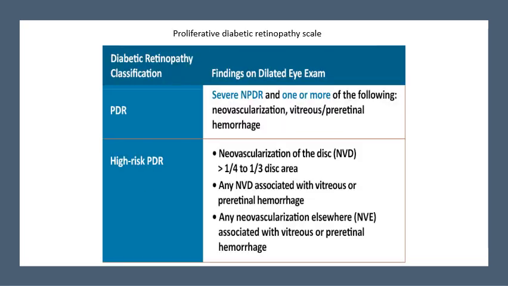Regarding the proliferative diabetic retinopathy, it's subdivided into either a simple PDR, in which there are findings of severe NPDR with 1 or more of the neovascularization of the disc or neovascularization elsewhere, or presence of vitreous or preretinal hemorrhage. And we have the high-risk PDR, in which there is an extensive neovascularization of more than 1/4 to 1/3 of the disc area in case of NVD, or any neovascularization of the disc associated with preretinal or vitreous hemorrhage, or any neovascularization elsewhere associated with vitreous or preretinal hemorrhage.